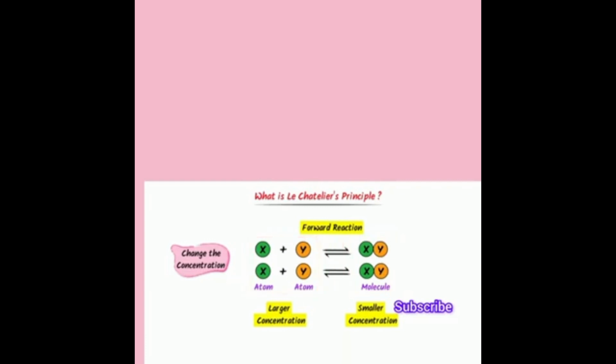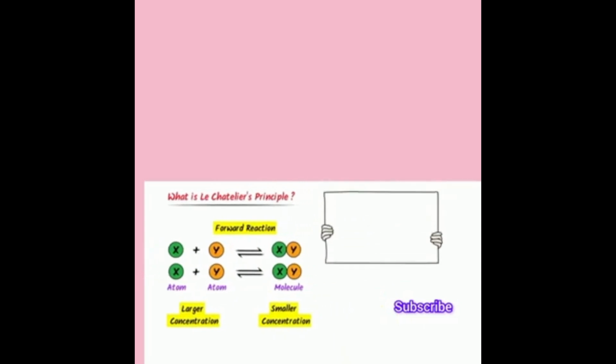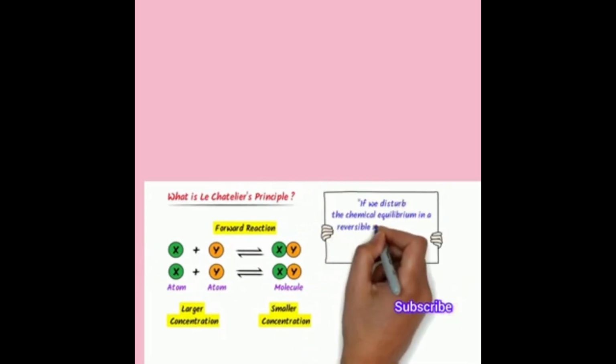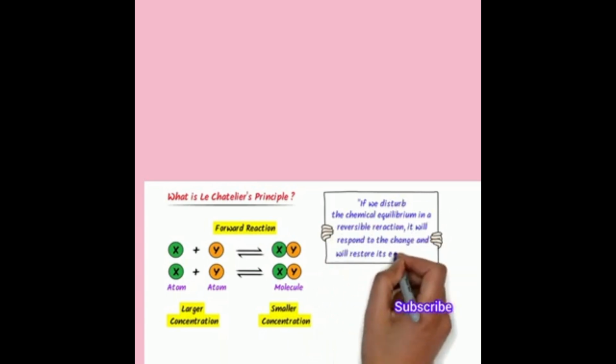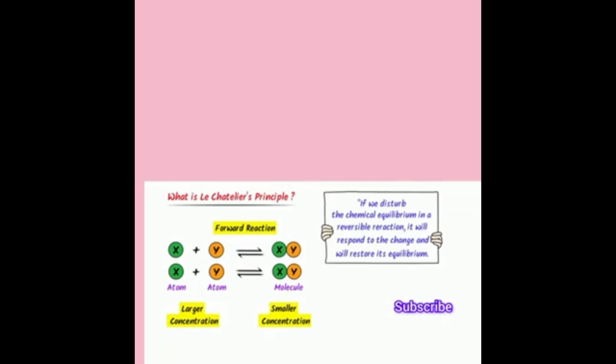Now listen carefully. Overall, we learned that if we disturb the chemical equilibrium of a reversible reaction, it will respond to the change and will restore its chemical equilibrium. Let me repeat it. If we disturb the chemical equilibrium of a reversible reaction, it will respond to the change and will restore its chemical equilibrium. This is what Le Chatelier's principle states. So note it down, this super easy definition of Le Chatelier's principle, which is often made very difficult.